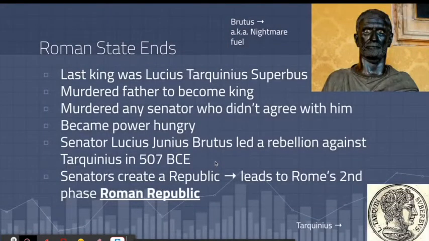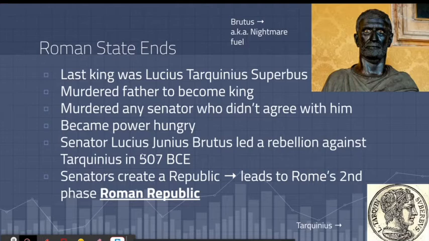All right, so the Roman state ends. This happens when the last king, whose name was Lucius Tarquinius Superbus, murdered his father to become the king. Isn't that so nice? He also murdered any senator who didn't agree with him, and he became super power hungry.